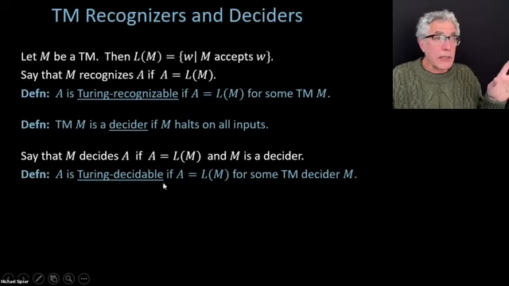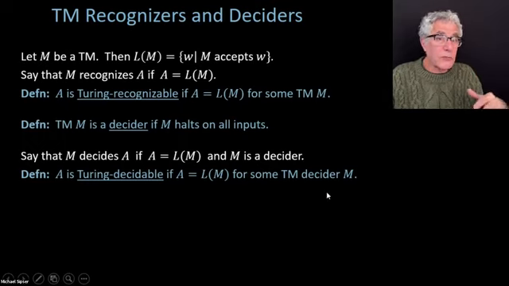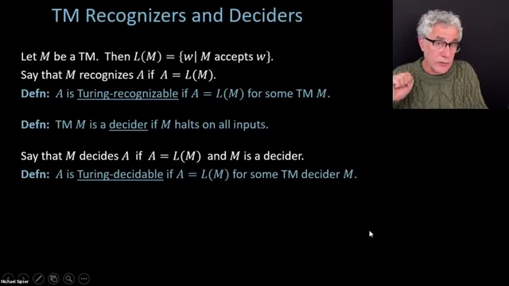And a Turing decidable language is a language that is the set of all strings the machine accepts, for some Turing machine which is a decider, which is a Turing machine that always halts. So if a Turing machine may sometimes reject by looping, then it's only recognizing this language. If the Turing machine is always halting, so it's always rejecting by explicitly coming to a reject state and halting, then we'll say it's actually deciding the language.